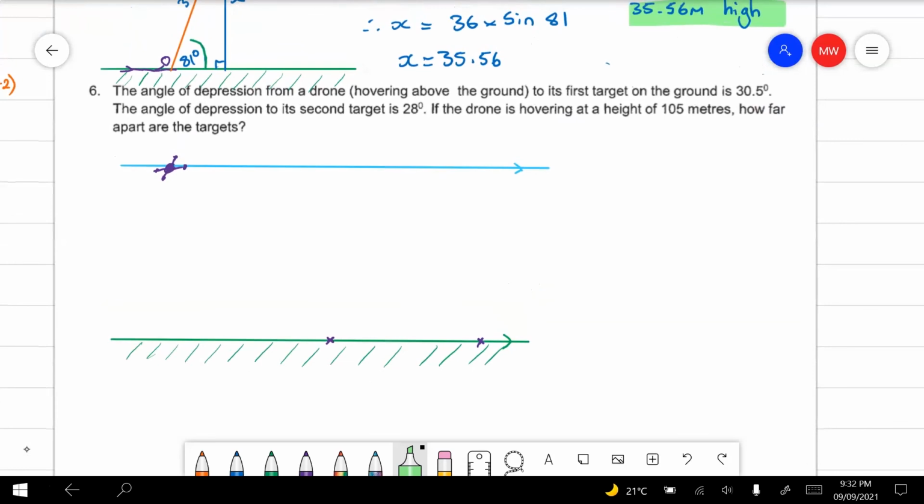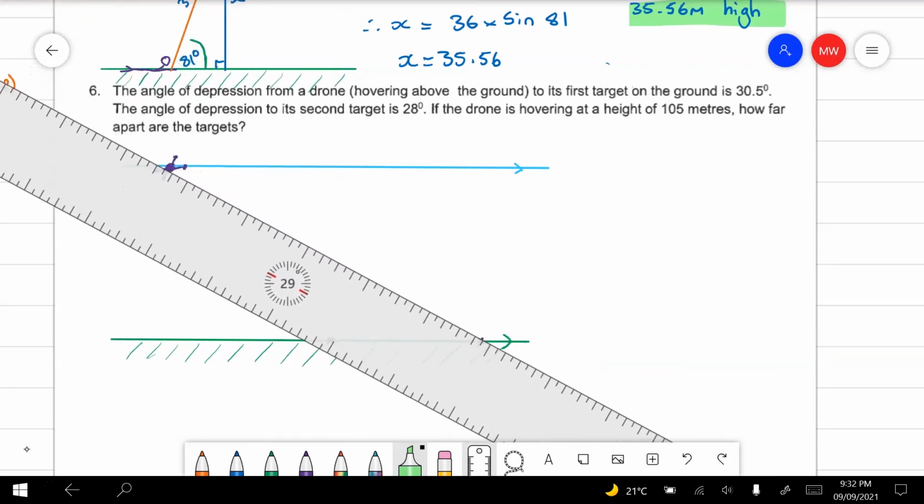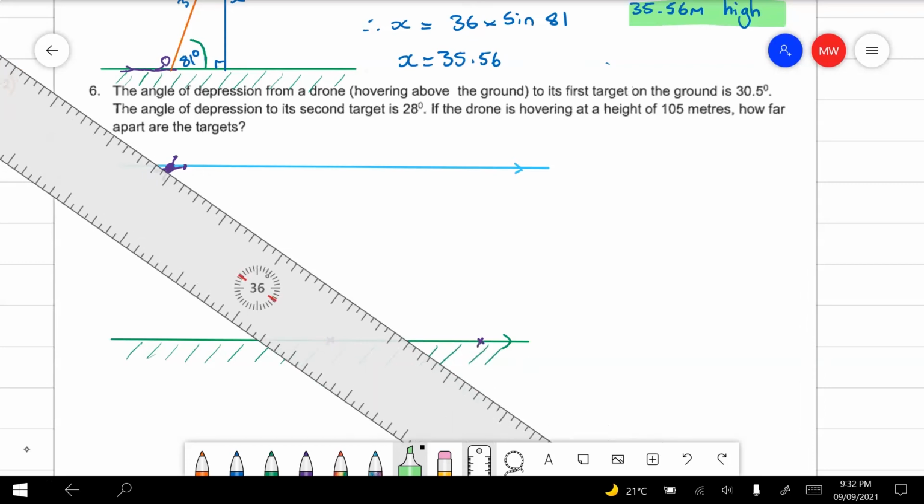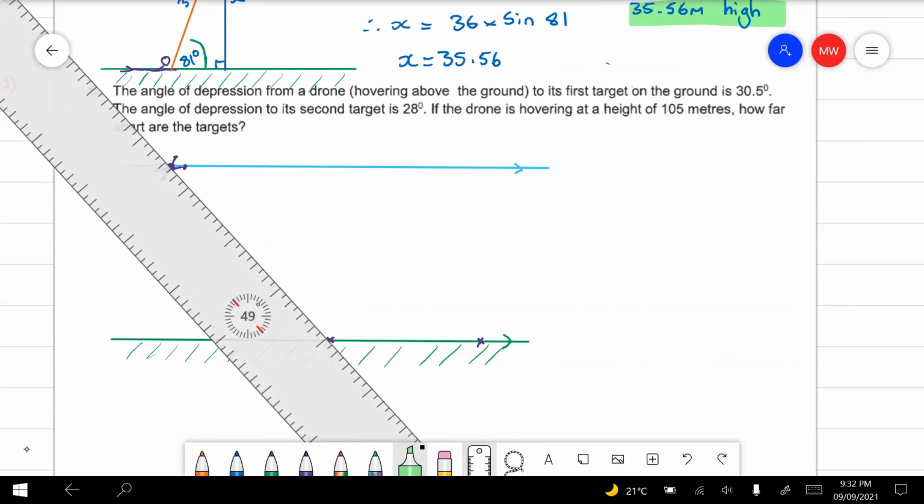And we need to be careful how we draw this one. So you can draw this in a couple of different ways. I'm going to draw a line to its first target, which has an angle of depression of 30.5 degrees. So remember that is down off the horizon. So what we'll do is we might make these triangles different colors. So let's make the first one orange.